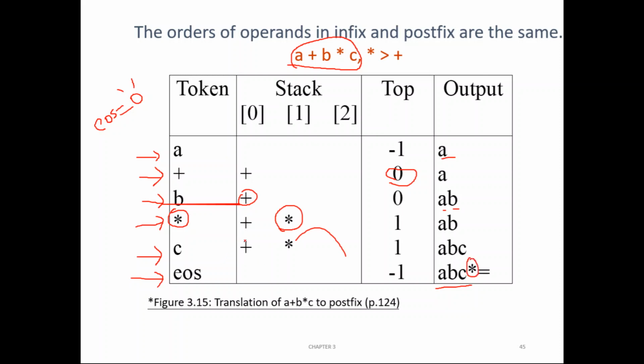Then plus will come out. So this will display plus. This is not equal to, this is plus. I think there is something wrong. Okay. So it will be ABC star plus. Right. So this is how it executes.